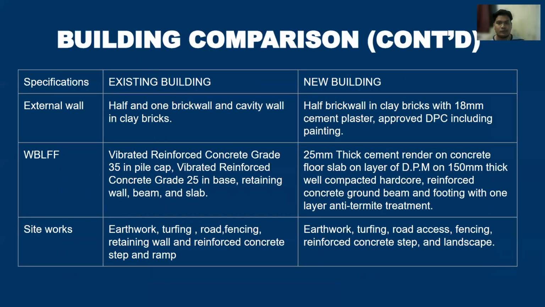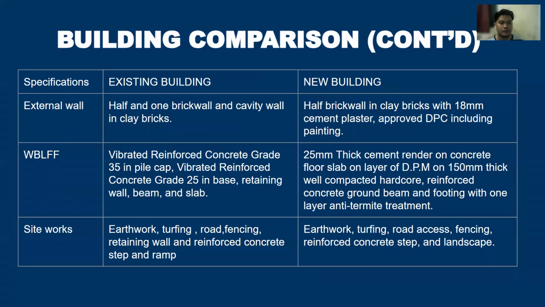Next, we will be comparing the specifications between the existing building and the new building. Before we start, we'd like to say that the difference between the existing building and the new building is that the new building focuses more on the minor things. In the external wall, the existing building has only half and one brick wall and cavity wall in clay bricks, while the new building added a damp proof course for the half brick wall.